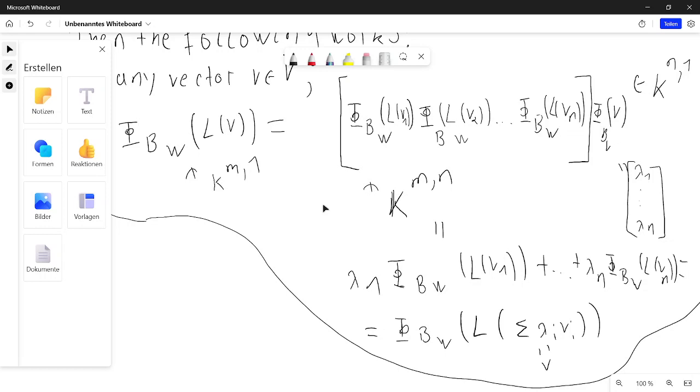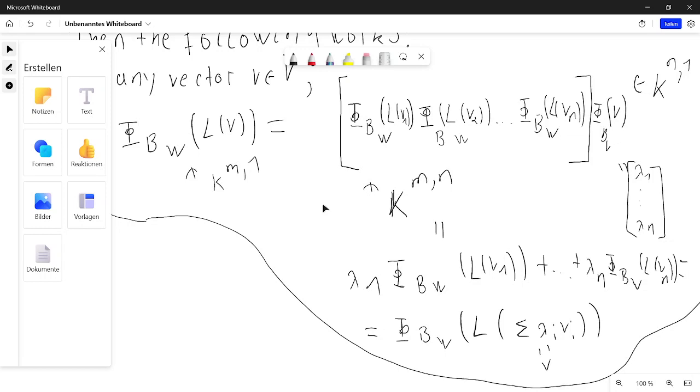I mean, every k vector space, every k-dimensional k vector space is kind of the same. If you have chosen bases, it's kind of the same as any other vector space.